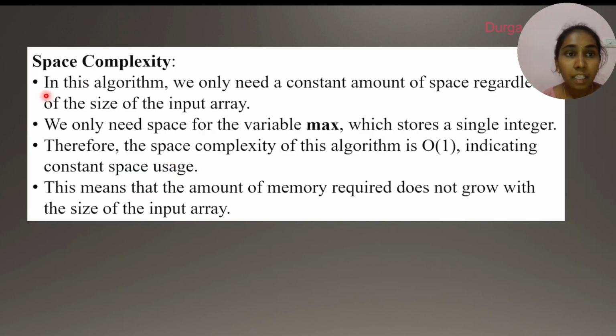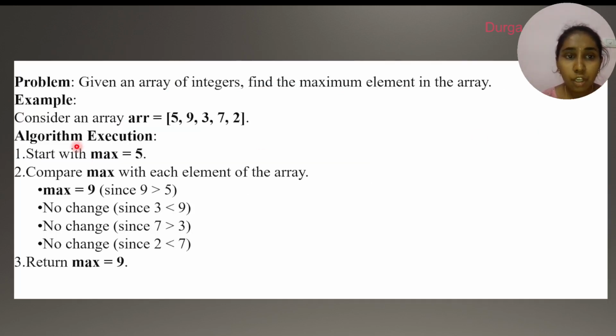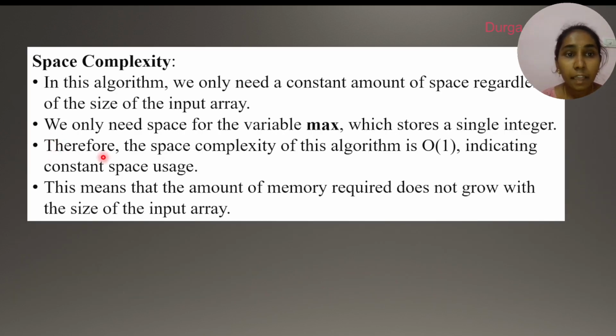So see this, in this algorithm we only need a constant amount of space. We only need space for the variable max, which stores a single integer. After completion of all these steps, it stores only one value, that is nothing but the maximum value. So we are using memory for this variable only. Therefore, the space complexity of the algorithm is order of 1, indicating constant space usage.